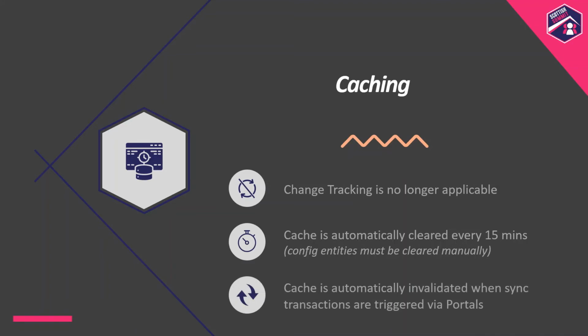Another thing here is if you perform a transaction that is synchronous via the portal. Let's say, for example, you create a record and then you have a plugin or a workflow that is synchronous, real time, and that's triggered straight after that record is created or updated via portals. That automatically invalidates the cache for that. So you will see the changes straight after in the portals.